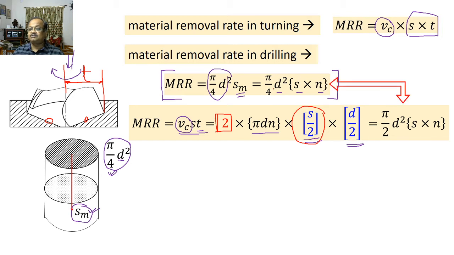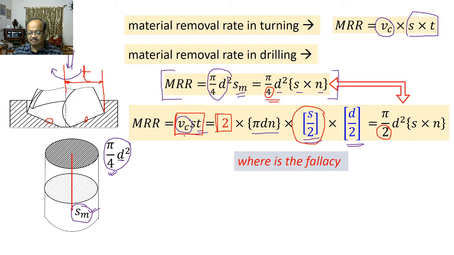Unfortunately, these two equations do not match. This is what has been typically recommended to you, and this is what we are getting from the general approach of Vc into S into T. So can we not use this? Is there any fallacy? Are we making a mistake somewhere? Let us re-evaluate the question once again.